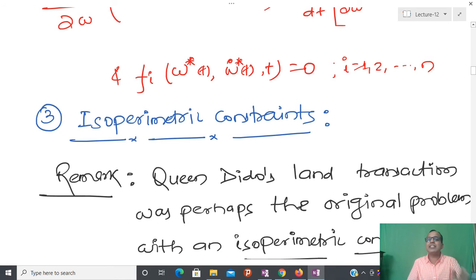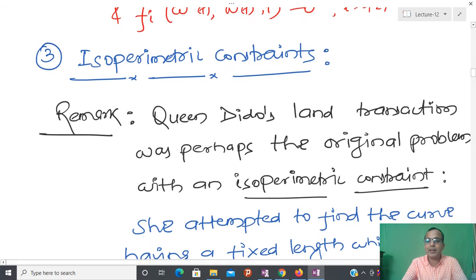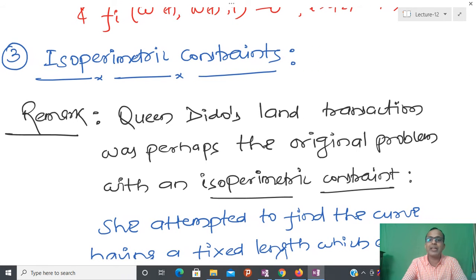Now I am going to change the constraint. Two constraints we have already seen: point constraint and the differential equation constraint. Let us try to understand the meaning of this isoperimetric constraint. If you see the literature, this kind of constraint first comes into the picture in the work of this particular figure, Queen Dido, and that is the Dido's problem.